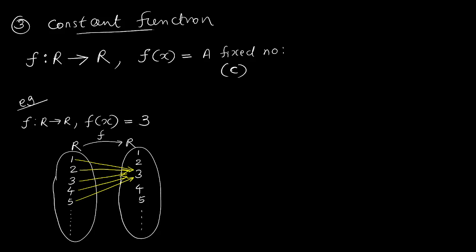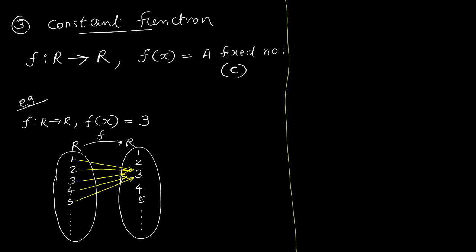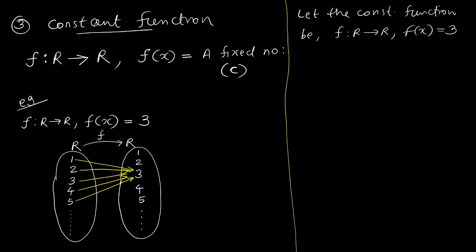So for example, I am going to draw the graph of f of x equal to 3. Let the constant function be, suppose it is given to us, f from R to R, f of x equal to 3. How to draw the graph of the constant function? Here, f of x is denoted by the letter y. So y equal to 3.